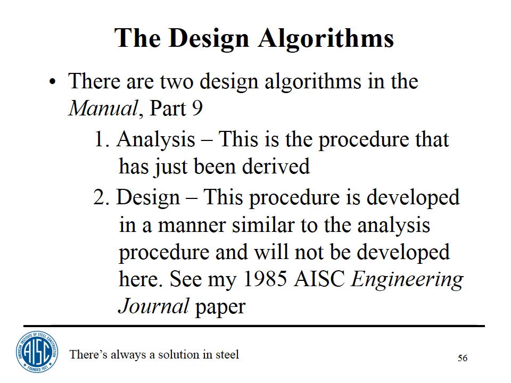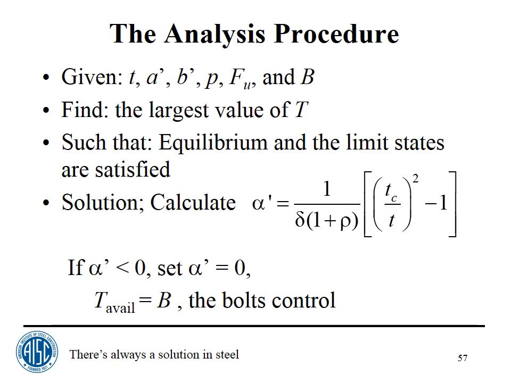You can see my 1985 AISC Engineering Journal paper for more information on that. We're just going to use it here. So, the analysis procedure. This is given a fitting thickness, and the dimensions A and B, A prime and B prime, the tributary length per bolt, the strength of the fitting material, and the strength of the bolt. What we're looking for is, what's it good for? What's the design strength? What is the maximum possible value of the applied tension per bolt?